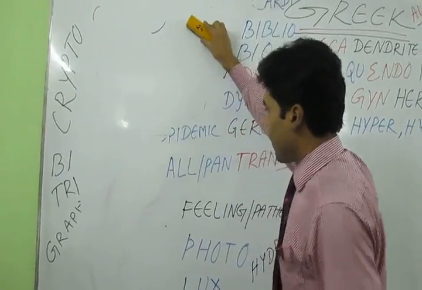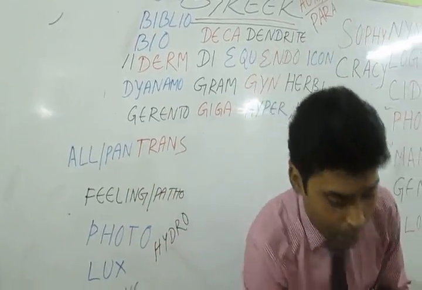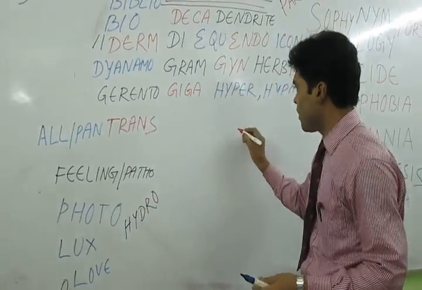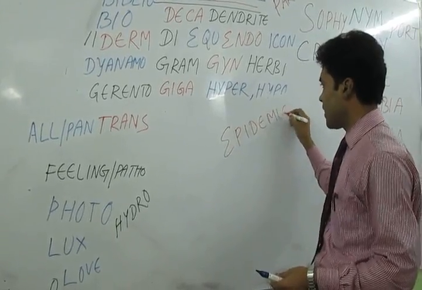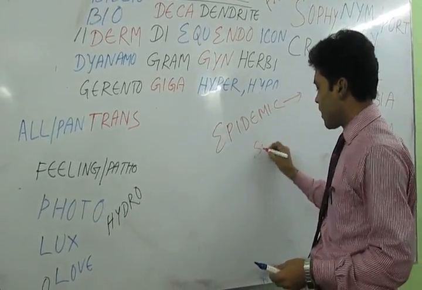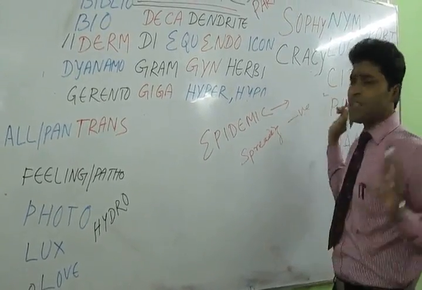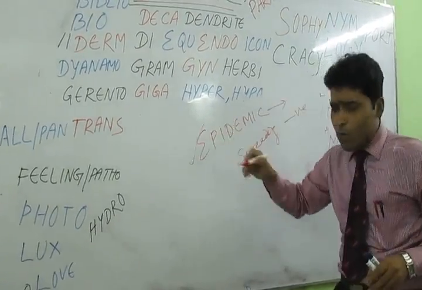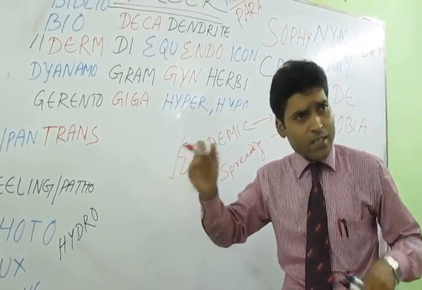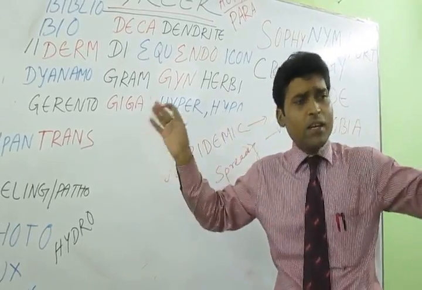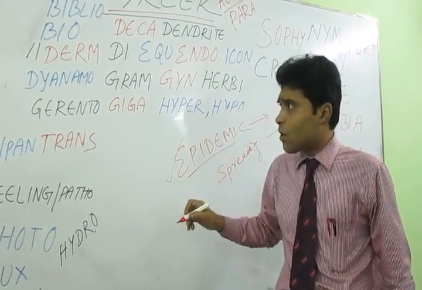Another thing is epidemic. Epidemic means spreading of negative things. Just see this word, E-P-I-D-E-M-I-C. Epidemic means spreading of negative things. Suppose cholera, suppose AIDS, suppose plague. It's just like moving and it has no boundary. It's known as epidemic. And another word is pan.